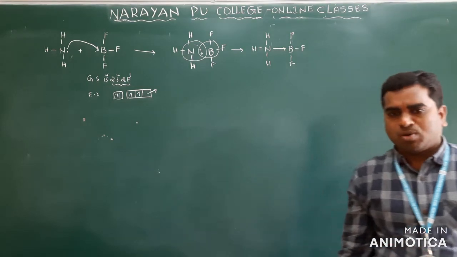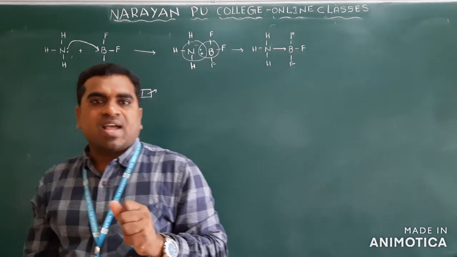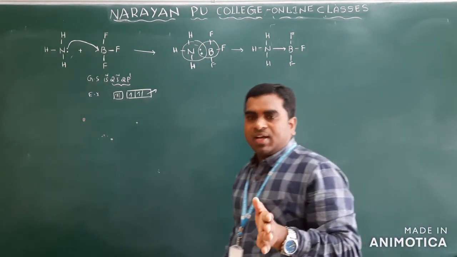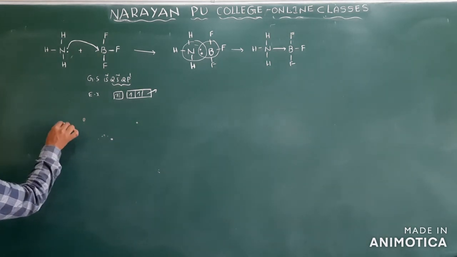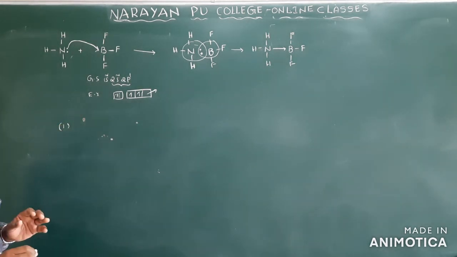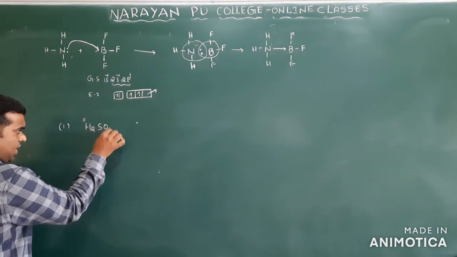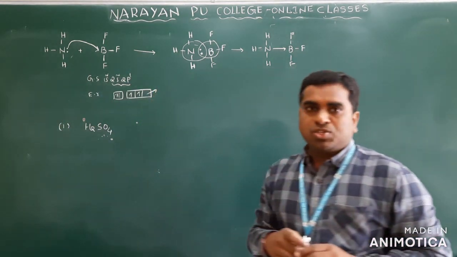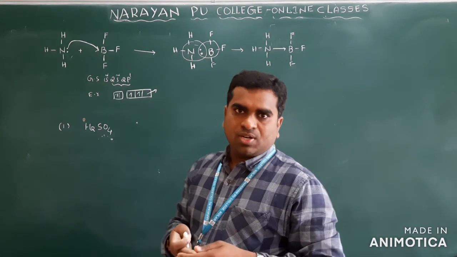Sometimes in the competitive examination, they will give some compounds. Which compound is having the dative bond? Clear? So they will give here. So what you have to do, I will say a simple trick here. Suppose I will write H2SO4. Clear? So what is it here? H2SO4. Clear? If you write the structure of H2SO4, first we have to write the Lewis dot structure.